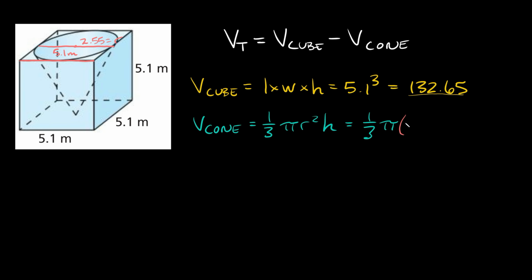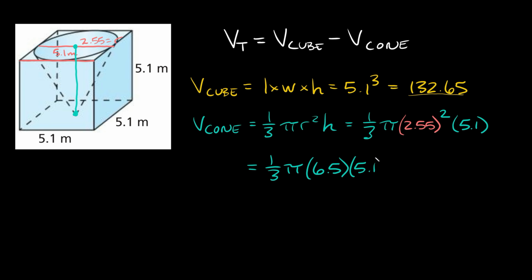So that's equal to the radius of the cone. So we're going to plug in 2.55 for the radius, and that's squared. And then times the height of the cone. Well, the cone, same thing, it goes from the top all the way down to the bottom, so it's just the same height as the cube, which is 5.1, right? So 5.1. All right, so then here we're gonna get that this is all equal to 1/3 times pi. 2.55 squared, that's equal to about 6.5, and then times the height, which again is 5.1. All right, now if you multiply this all out, you'll get that this is equal to approximately 34.73.